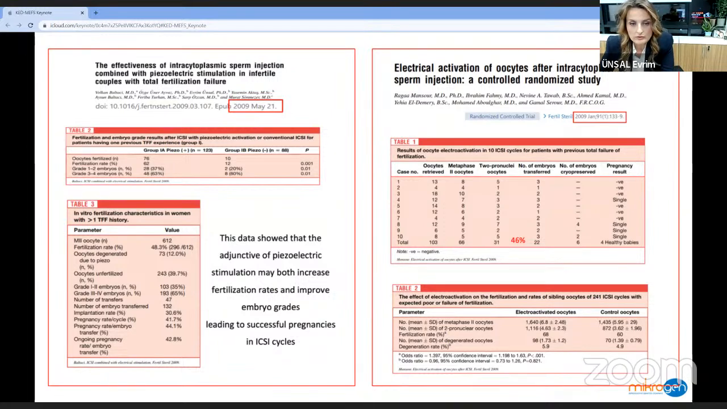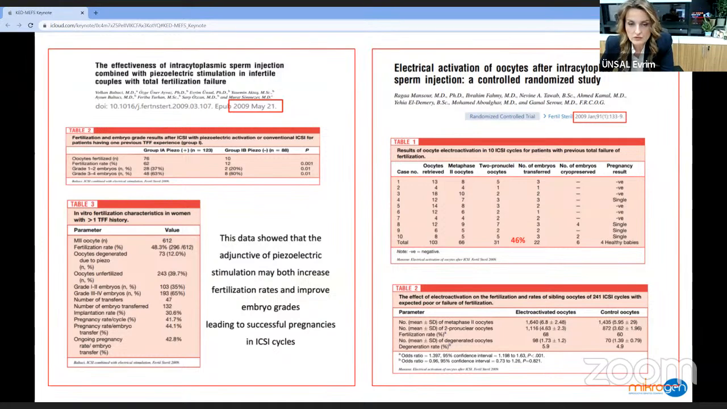In Group 2, all the oocytes were subjected to ICSI with piezoelectric activation. We obtained a 62% fertilization rate in Group 1A compared to a 12% fertilization rate in the ICSI-only group. In Group 2, a 49% fertilization rate was observed. We have to keep in mind that these cases had recurrent TFF, thus 50% being lower than 62% in Group 1A is expected. Nevertheless, this was an encouraging ratio.